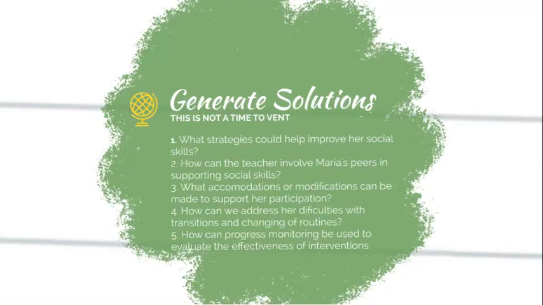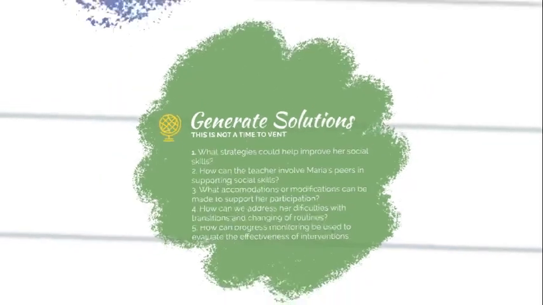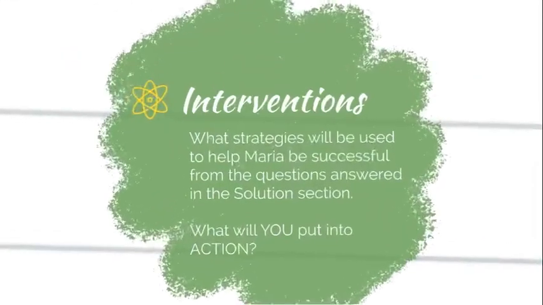We are going to generate a solution. Again, this is not a time to vent. What strategies could help improve her social skills? How could the teacher involve Maria's peers in supporting social skills? What accommodations or modifications can be made to support her participation? And how can we address her difficulties with transitions and changing of routines? And how can progress monitoring be used to evaluate the effectiveness of the interventions?